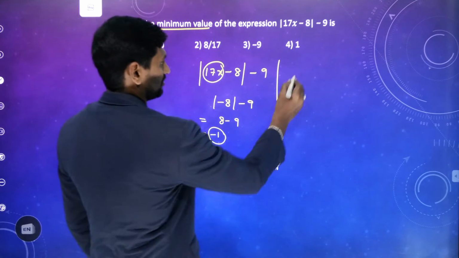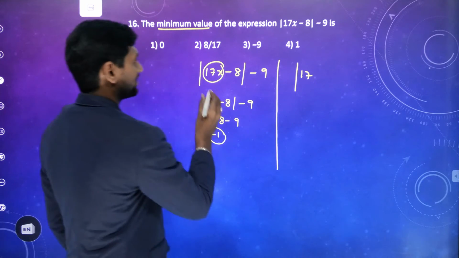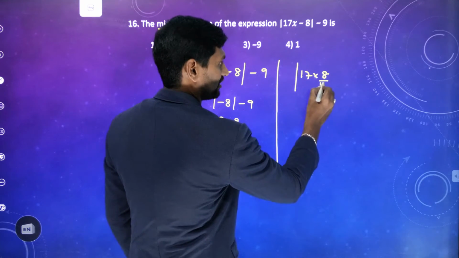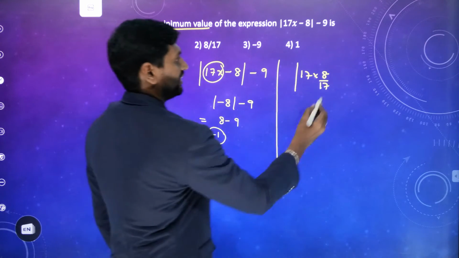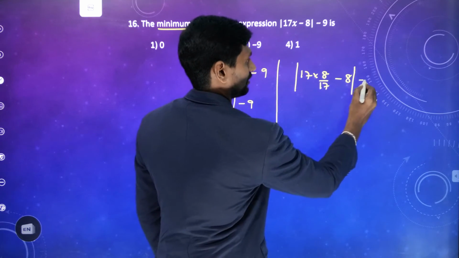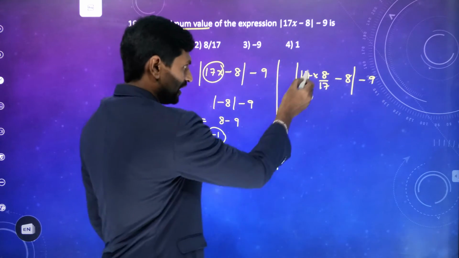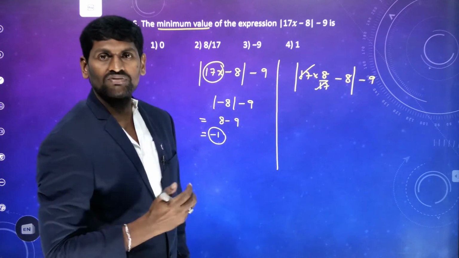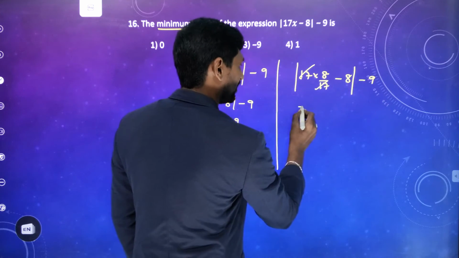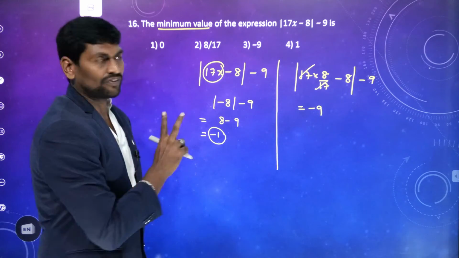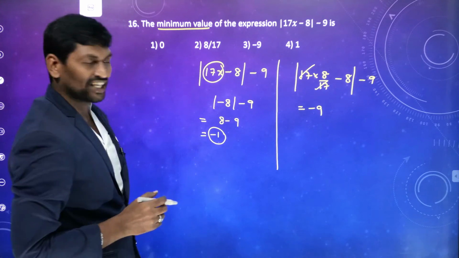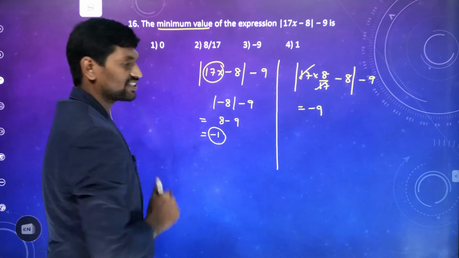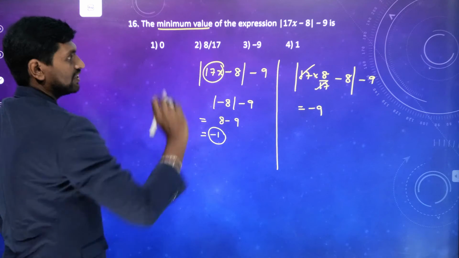Coming to the second one. In the place of x, we substitute 8 by 17. 8 by 17, minus 8, minus 9. Numerator 17, denominator 17 cancel. 8 minus 8 is 0. So modulus of 0 is nothing but 0 only. Still what is remaining? Minus 9. So from the two options, my second option gives the smaller answer, because minus 9 is smaller than minus 1.